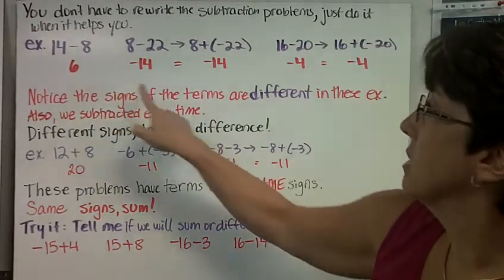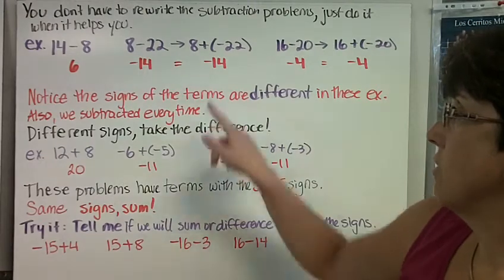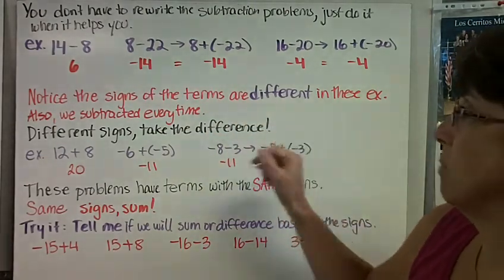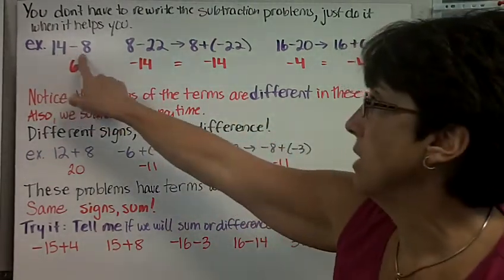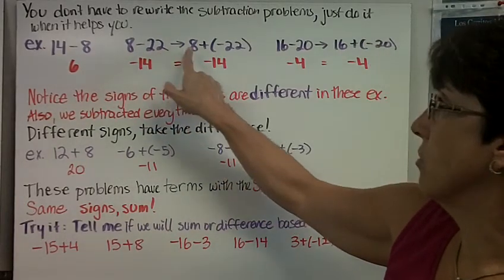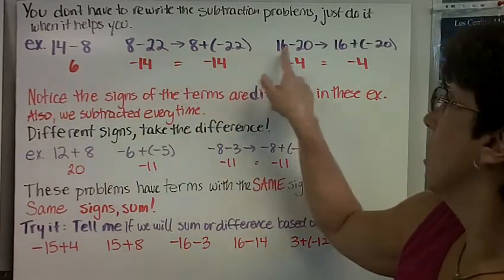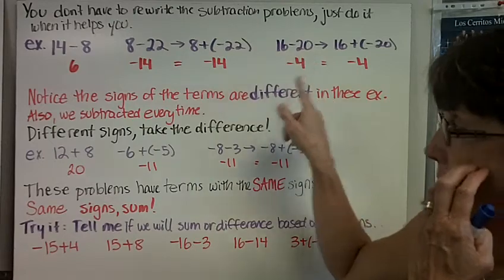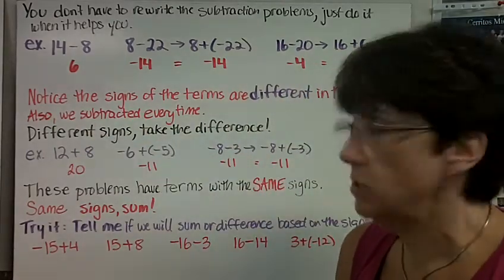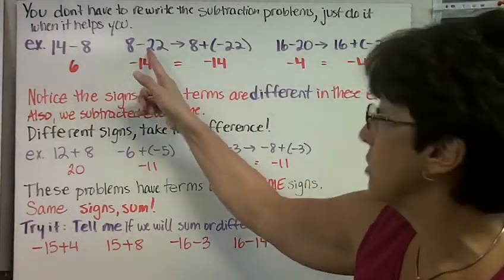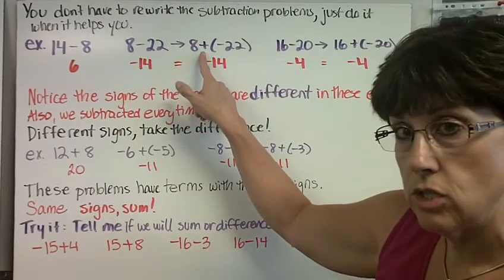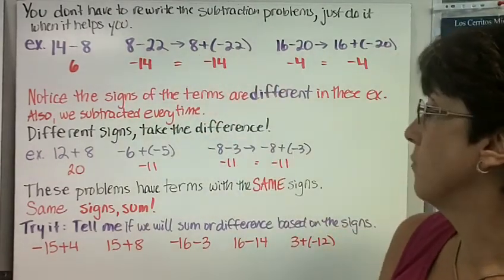Now notice the signs of the terms are different in these examples. Positive, negative, positive, negative. You can really see it here. Positive, negative. Also notice that we subtracted every time. Well, yes, it's a subtraction problem. Even though here we made it into addition, we still really subtracted.